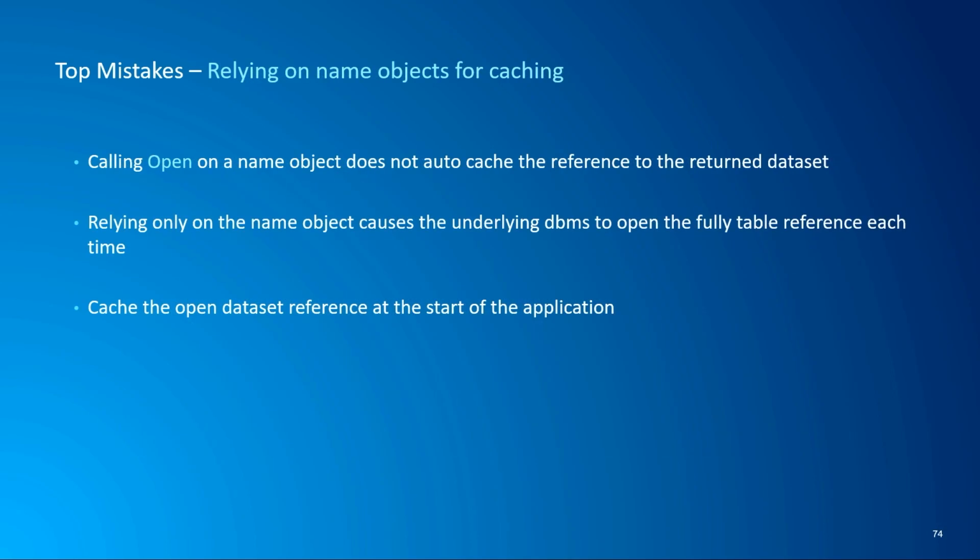Here's one from internally. A group thought that calling open on the name object would cache the reference to the returned data set. It does not. If you want to keep a data set open, you must keep the full table or feature class open. Having the name object does not cache the data set.